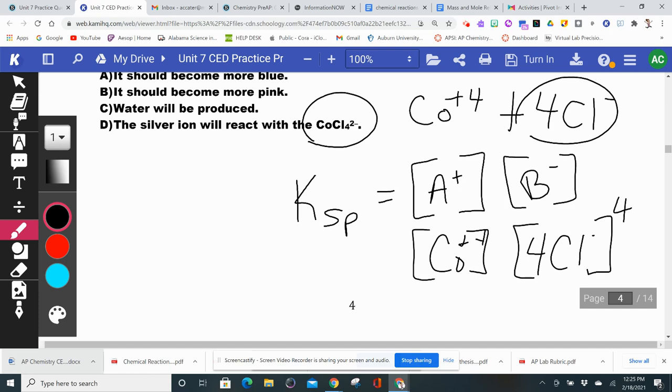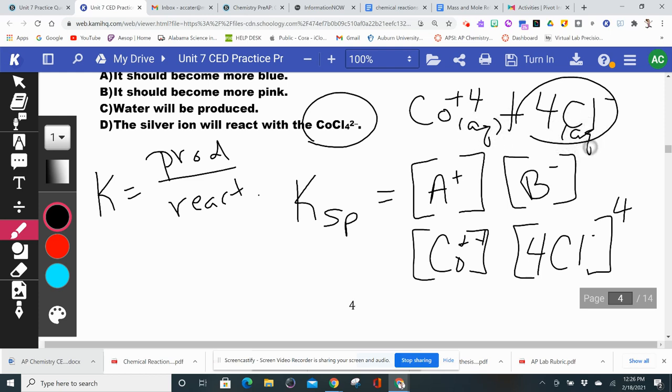So that's all there is to KSP. It's the same basic formula as all the other ones, where you're going to put products over reactants. But in the case of KSP, our reactant is a solid, so there's not a concentration for it. It's only the things that have the aqueous, the AQ beside them, the things that will split up, that will have a concentration associated with them. And so they're the only things that are going to wind up in that equation.